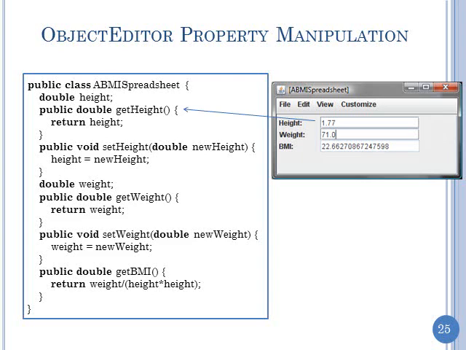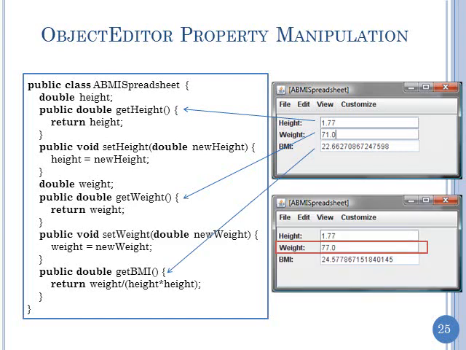Now it calls getHeight, getWeight, getBMI, and it gets these values. Now let's say I go and change weight from 71.0 to 77.0, and we see that the BMI value got changed. What must be happening at this point? Or what could be happening?